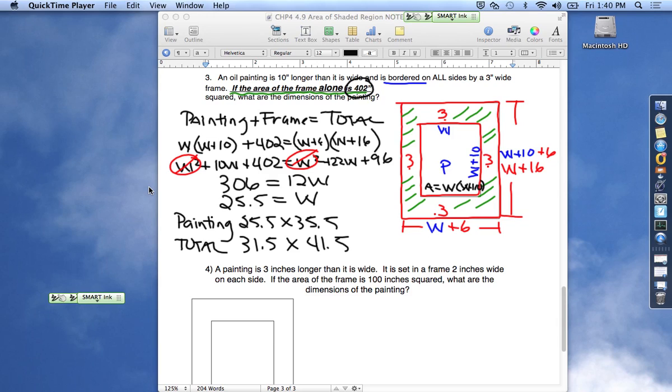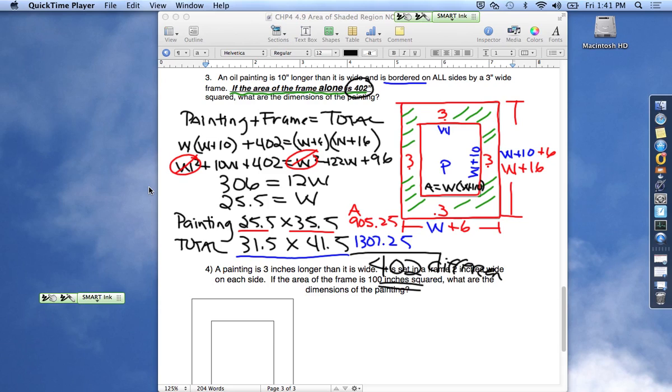And then determining the area of each: the area of the painting, if I multiply these two numbers together, their product is 905.25. And then the area of the total, multiplying the two numbers together. And if I take the difference between those two numbers, their difference is the 402. That's their difference. So you have a way to check yourself to see if you're right or not.